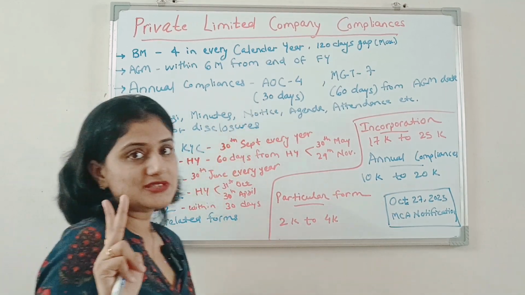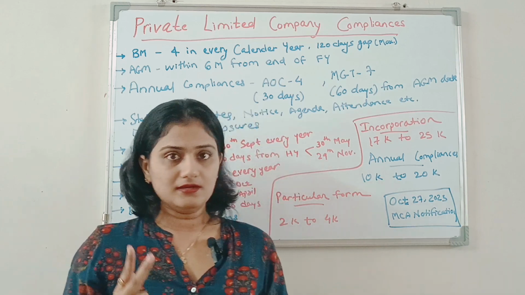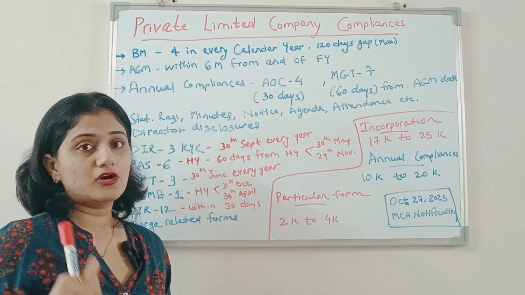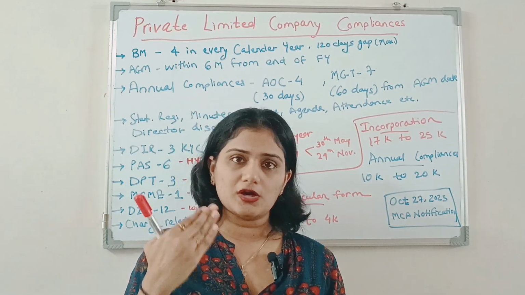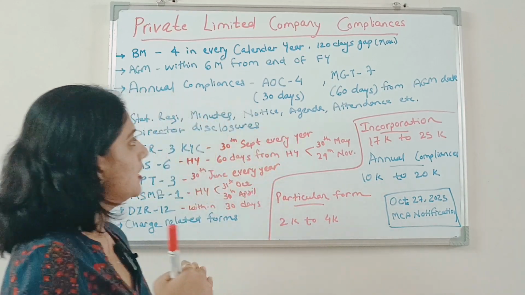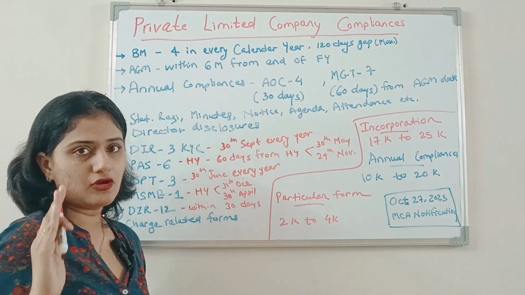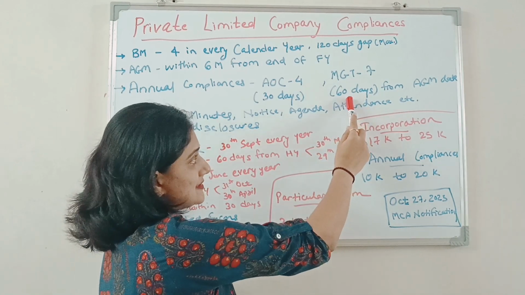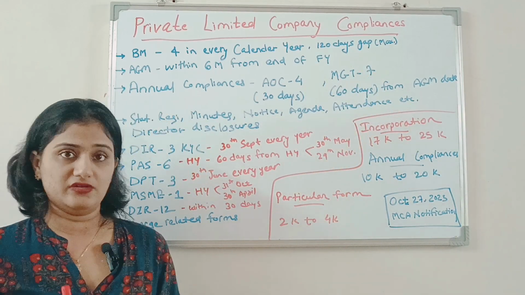So 2 forms are mandatory to file. First AOC4 and second MGT7. So AOC4 is the form for submission of the financial statements of the company, that is the audited financial statements of the company along with the auditor's report. The timeline is 30 days from the date of AGM. And for MGT7, the timeline is 60 days from the annual general meeting date. MGT7 is the annual return.